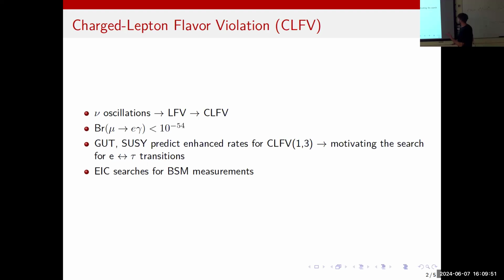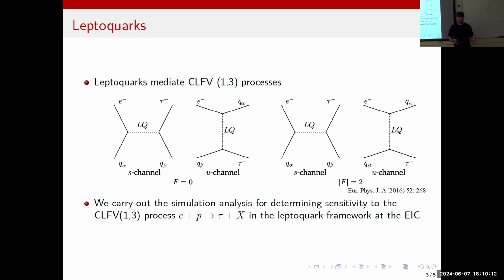so the motivation is higher, so that we search for electron to tau transition also at the EIC, because the EIC, besides working in strong interaction or QCD, is also a good experiment which will lead us to beyond standard model measurements. So my work is based on this process, deep inelastic scattering: electron plus proton to tau plus jets, but in the leptoquark framework.